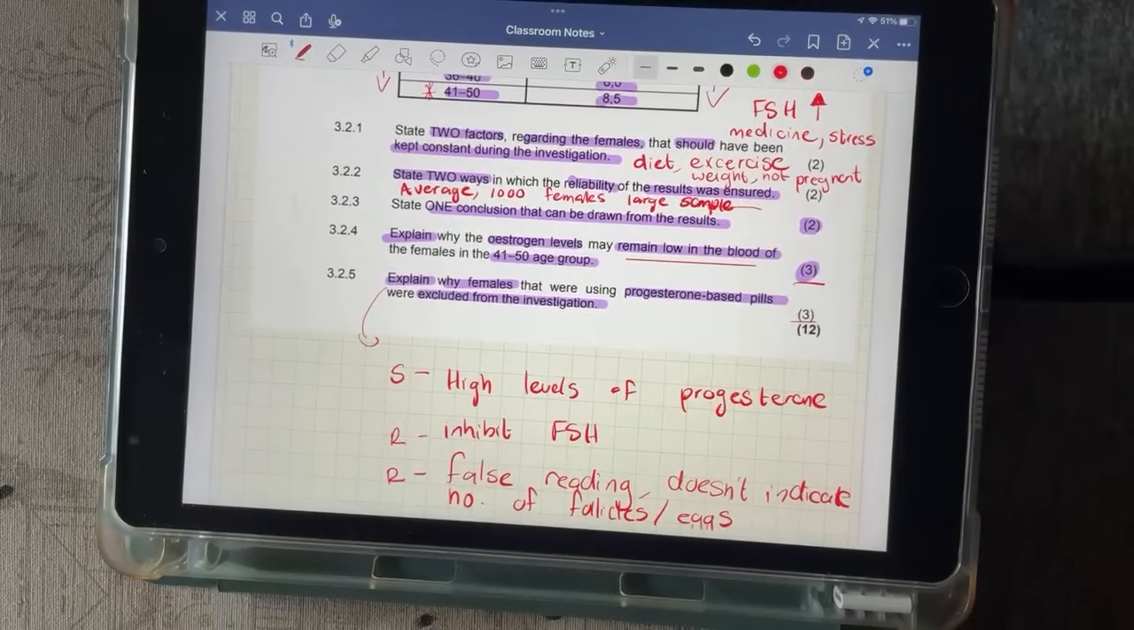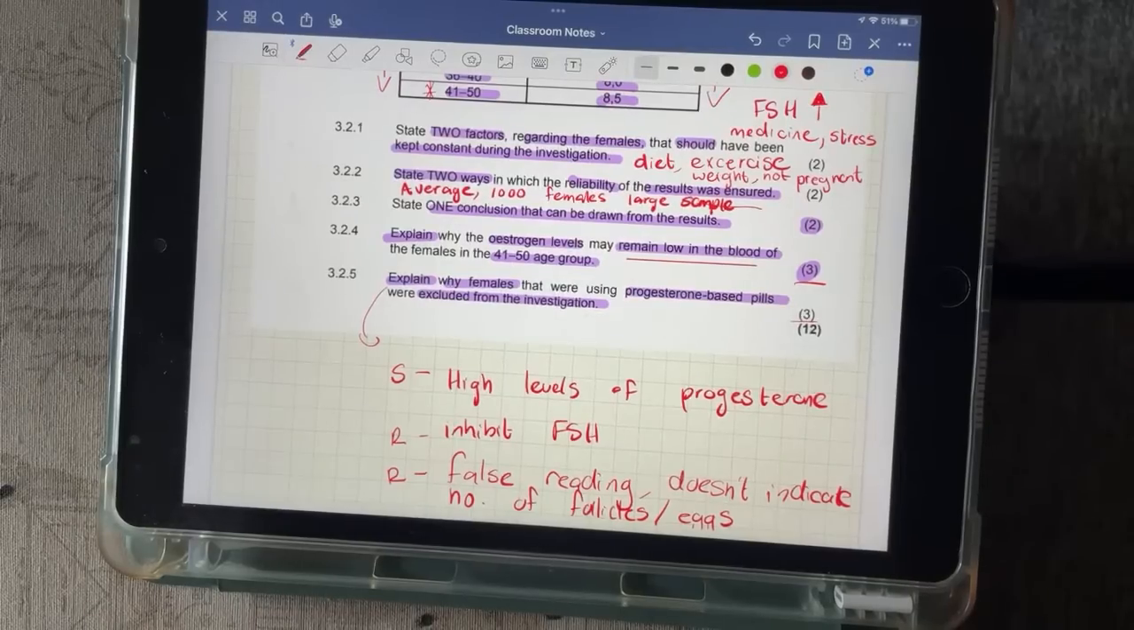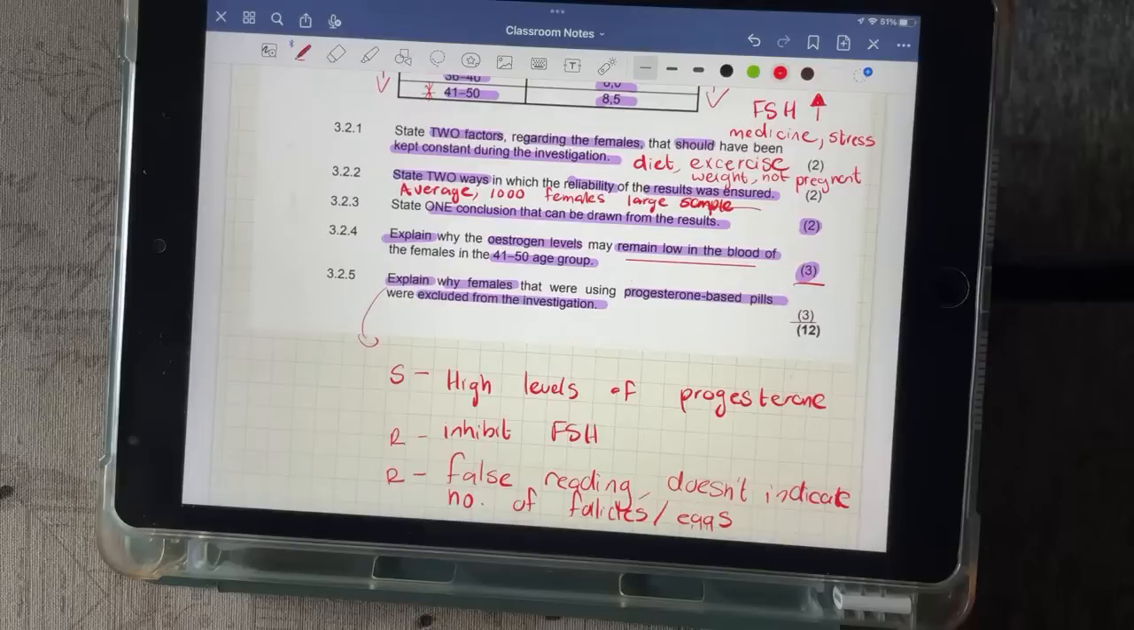I'm looking at your answers. Monique, if you say eggs instead of follicles, will you still get the mark? Not really, because a follicle makes estrogen, not an egg.